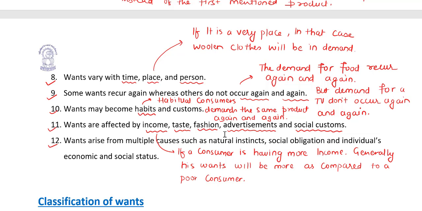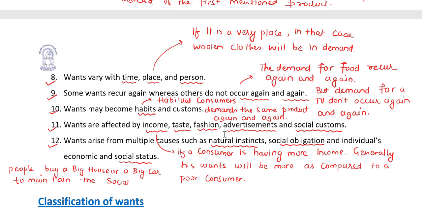Many a time, students, it happens that want comes from social instinct, natural instincts, social obligation in the society, and to maintain the social status. So people generally buy a big house or a big car to maintain the social status in the society.